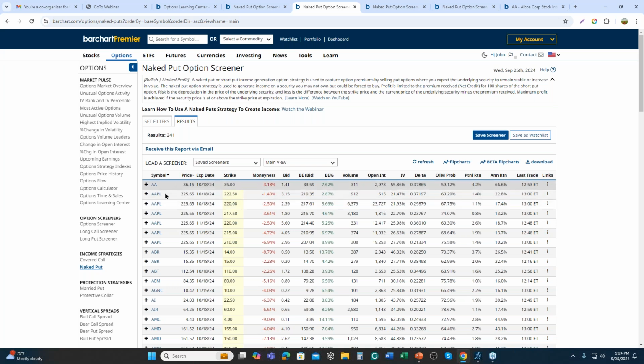So, for instance, here, look on Apple, what we can see is that if we look at our break-even percentage, the higher that percentage, then the greater the out of the money probability.